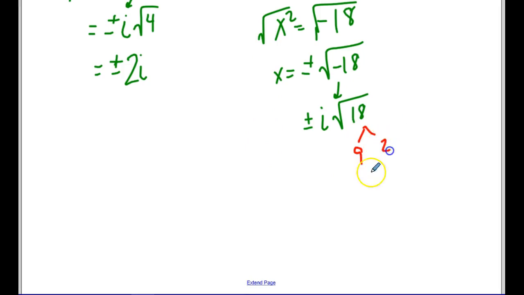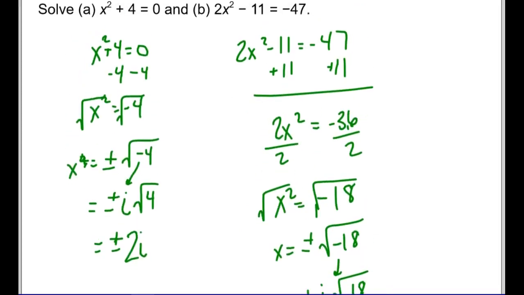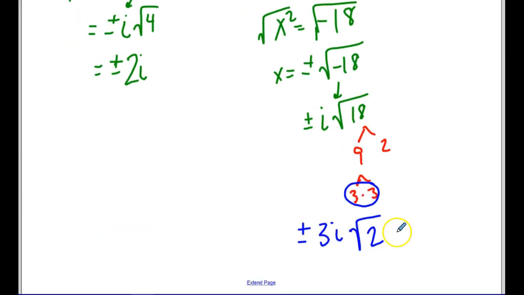So I have 9 times 2, but I know that 9 can also be 3 times 3. Well, since I have a pair of 3's, I'm going to pull that out. So I've got plus or minus 3i times the square root of 2. And that's as simple as I can get that answer. Okay, so those are my two solutions. And we went ahead and looked at this quadratic. And so now I have my positive 3i times the square root of 2 and my negative 3i times the square root of 2.